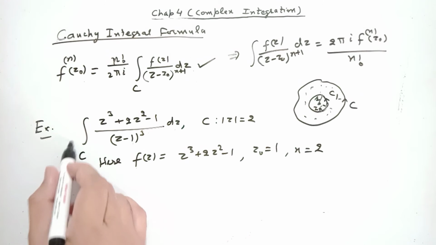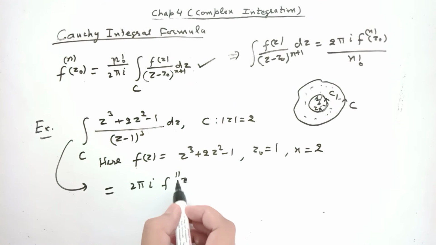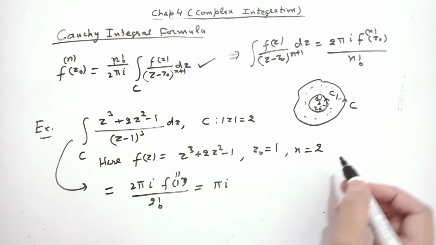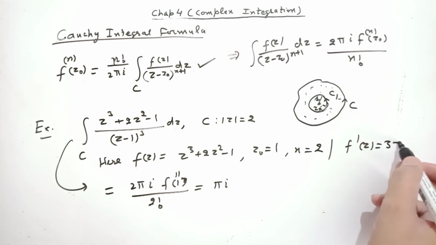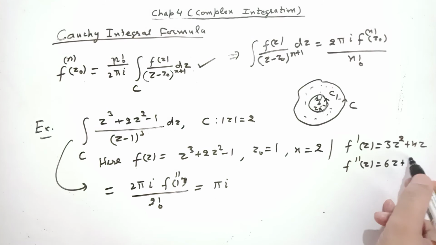So using this formula, this integral should be equal to 2 pi i f double prime(z0), means f double prime(1), divided by 2 factorial. Correct? So pi i into f double prime(1). What is f prime(z) from here? 3z square plus 4z, and f double prime(z) is 6z plus 4. So at z equal to 1 you get 10. You get 10. Correct? So is it 10 pi i? Yes, it's 10 pi i.